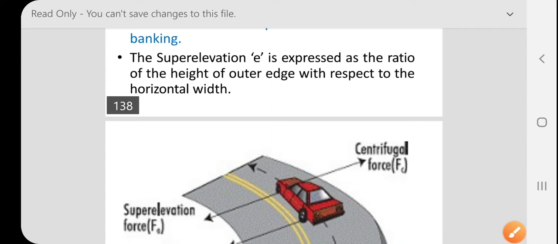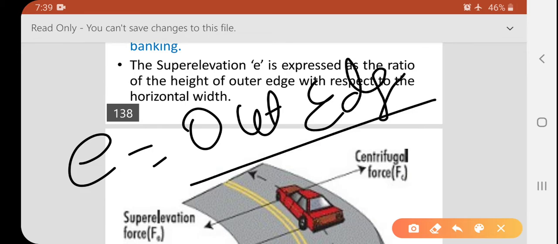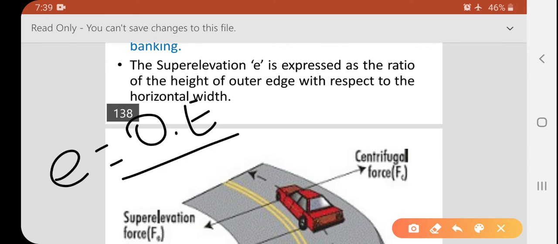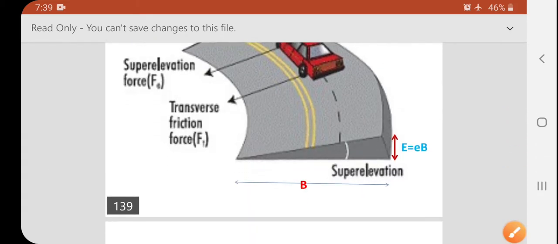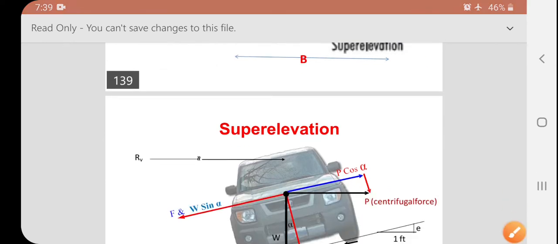Usually the superelevation is expressed in terms of E. E, the superelevation, is the ratio of the height of the outer edge to the horizontal width. So here it is clearly written E is equal to e into B, where e is the superelevation and B is the base or width of the road.